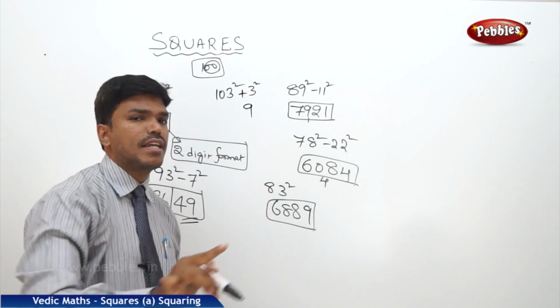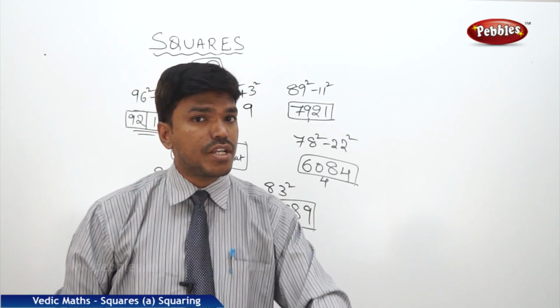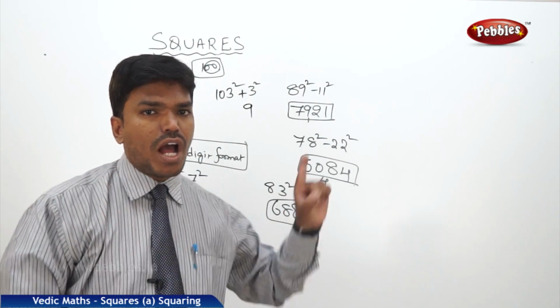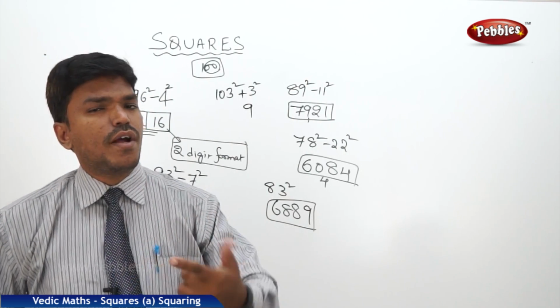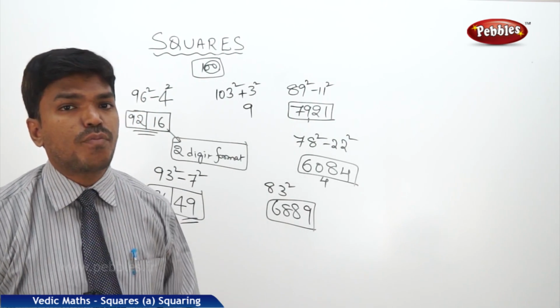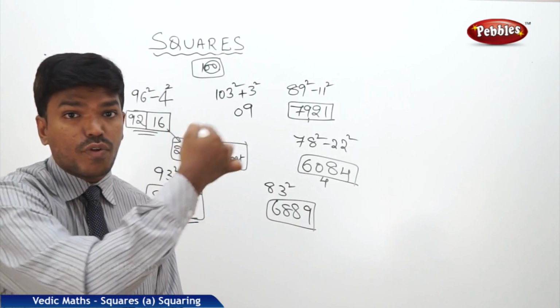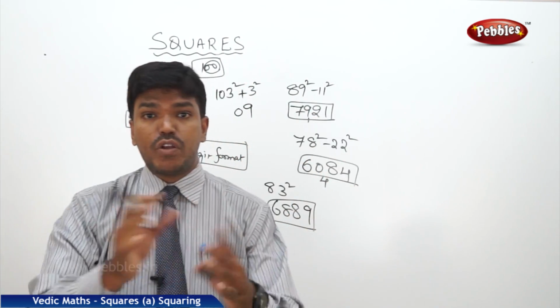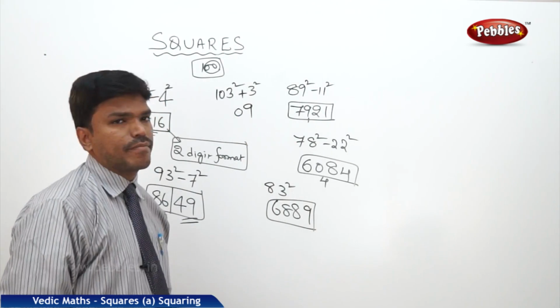So what is 3 square? 9. But what I said is that the right side part of the answer should be in a 2-digit format. It should not be less than 2 digits, and it should not be more than 2 digits. So I am getting less than 2 digits. So 9 I got. What do I need to do? Make it 2 digits. How? Placing a 0 before the 9, not after the 9. If you put it after the 9, the value will change. The value should not change, remember. So it is 0, 9.